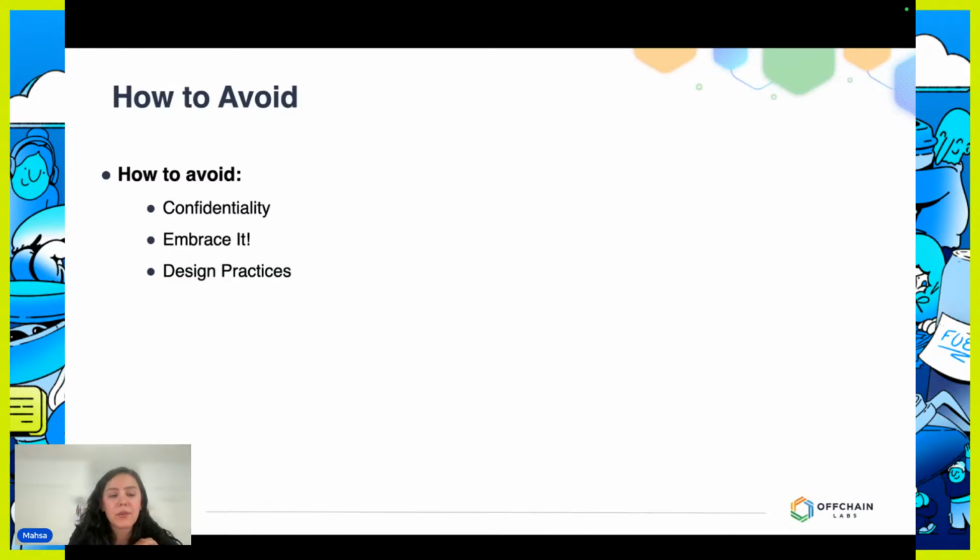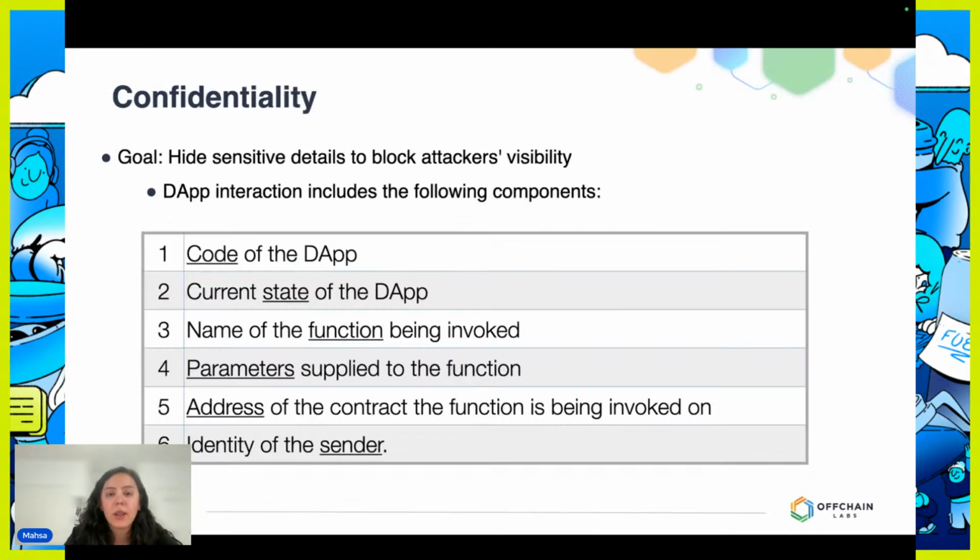I listed a few of them here. The first one is confidentiality. So the goal here is to hide sensitive details that the attackers can see. When you interact with a dApp or smart contract on the Ethereum blockchain, there are several things that you can see on the smart contract.